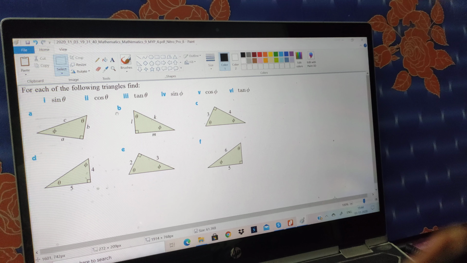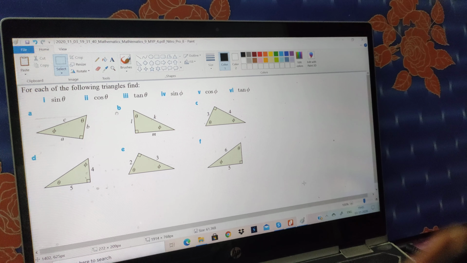You can see you have six questions, and each question is given with six different parts to answer. So we have three different trigonometric ratios: sine theta, cos theta, tan theta, and again sine phi, cos phi, tan phi. Basically we are having three ratios: sine, cos, tan, with different angles. I'll solve one question for you and you can practice the remaining questions.